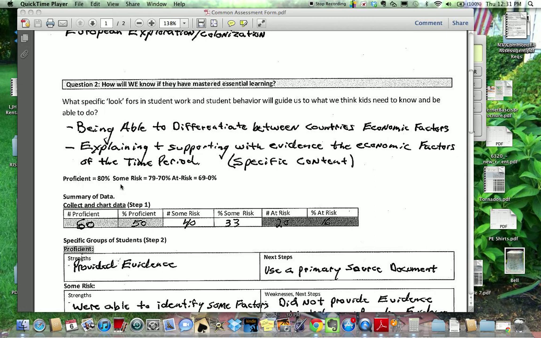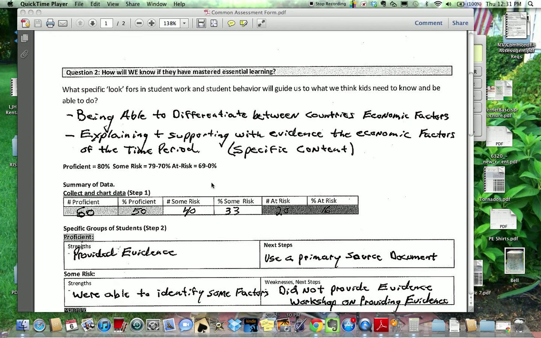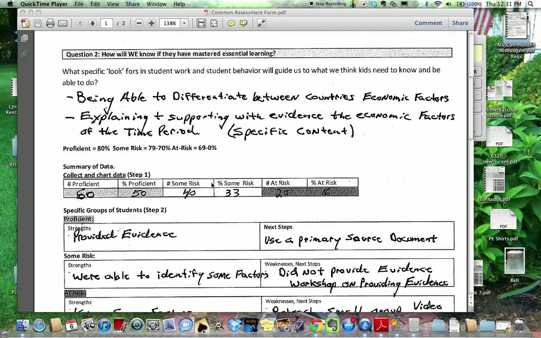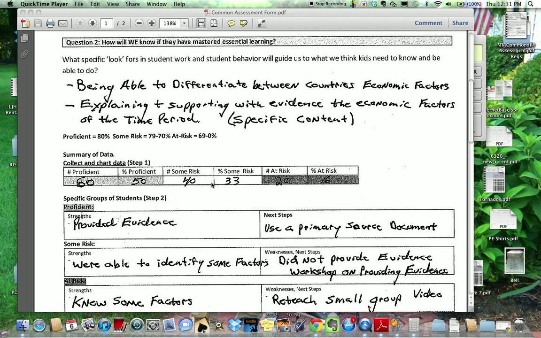Here we're going to report 3 different categories: proficient, some risk, and at risk. Proficient is 8 out of 10 on the assessment. Some risk is 7 out of 10, and at risk is 6 or less out of 10. And that is at risk of mastering the concept or skill or knowledge that we want them to be able to know or do.